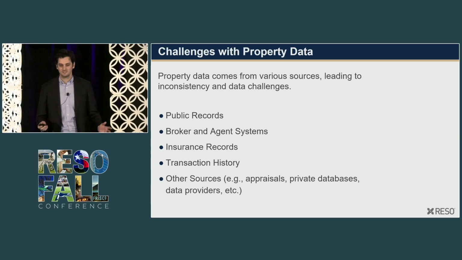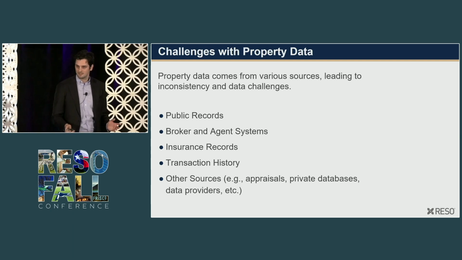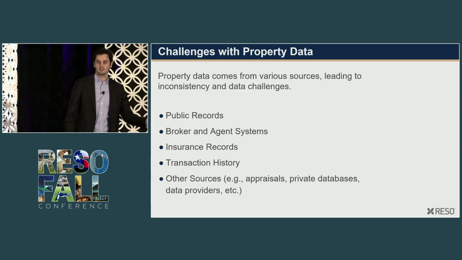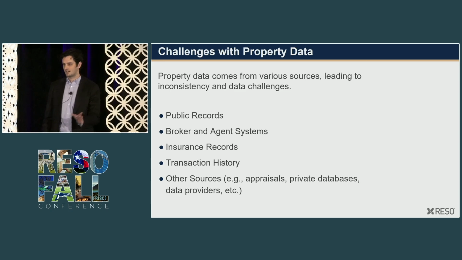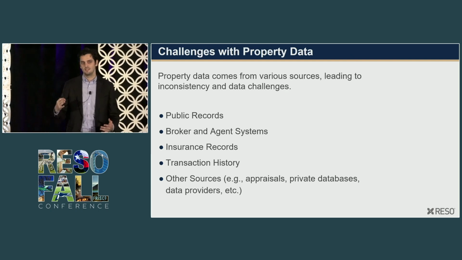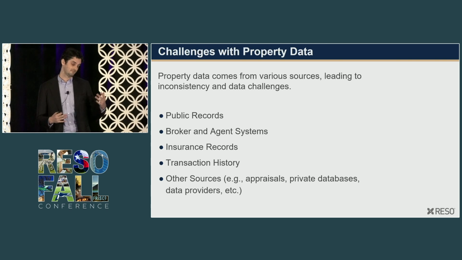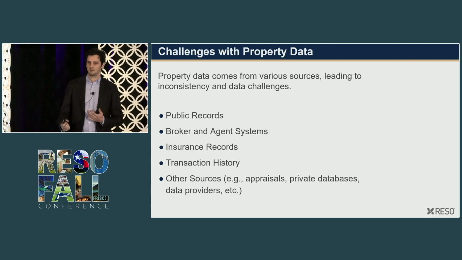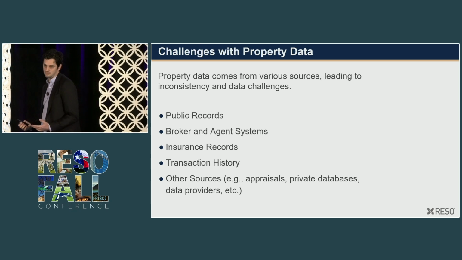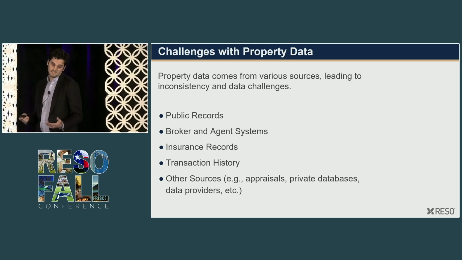Okay, so what are the challenges with property data? The most obvious one, it comes from different places. You know, the RESO Data Dictionary does a really great job of standardizing the information you have, but that's not all the information. So different organizations, companies, agencies, wherever it may be, need different information for their customers. This can come from public records, this can come from the broker themselves, this could be the transaction history over time, or also other sources. You may be buying data from a vendor, it doesn't matter.